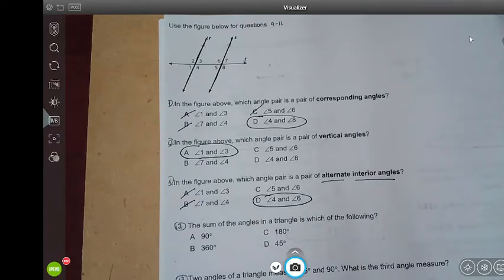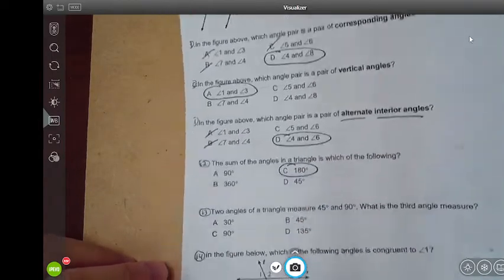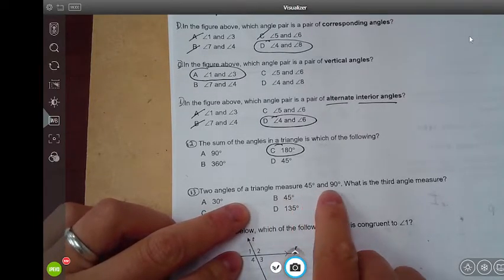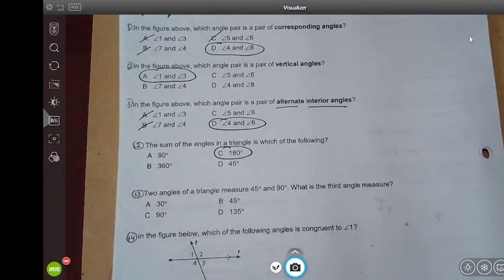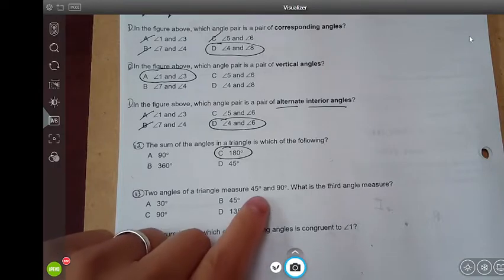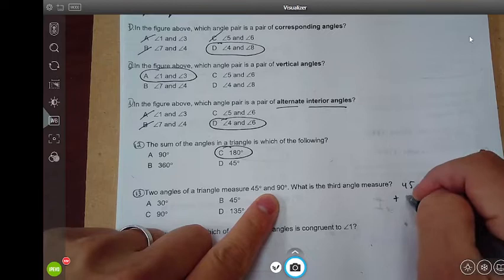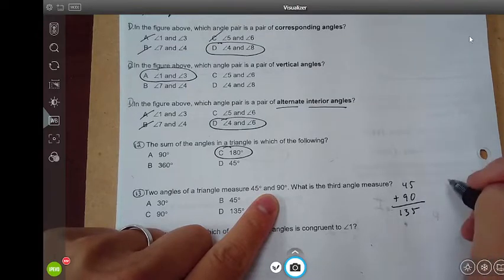The sum of the angles in a triangle is always 180 degrees. All right, two angles of a triangle measure 45 and 90. What does the third angle have to be? All the angles in a triangle have to equal 180, right? They give us two angles here, so we're going to add 45 plus 90. 45 plus 90 is 135.